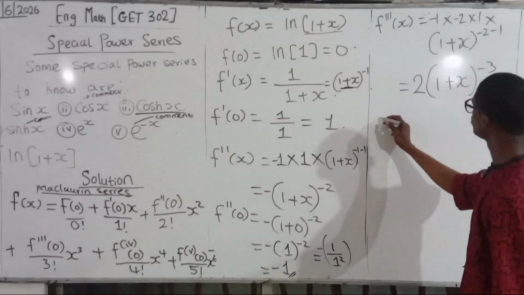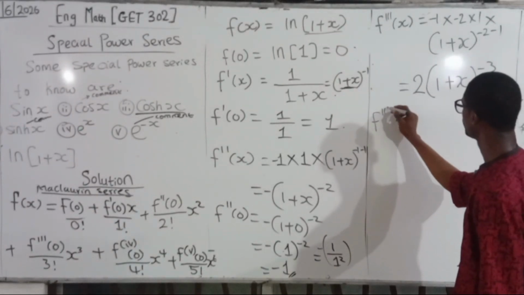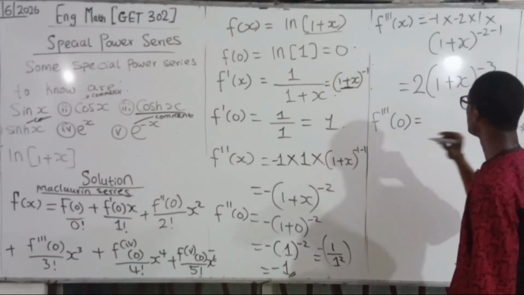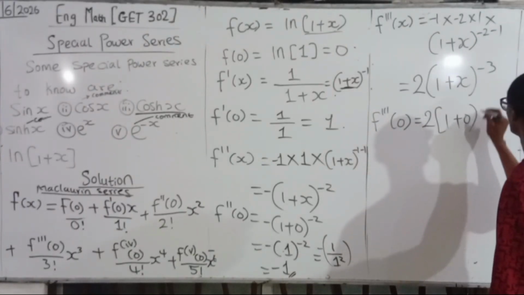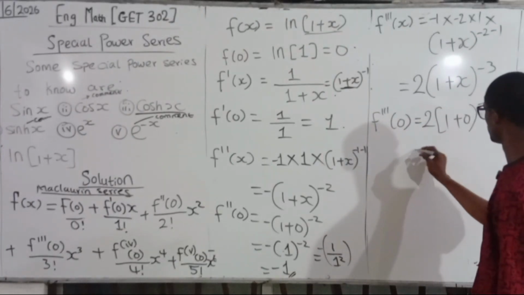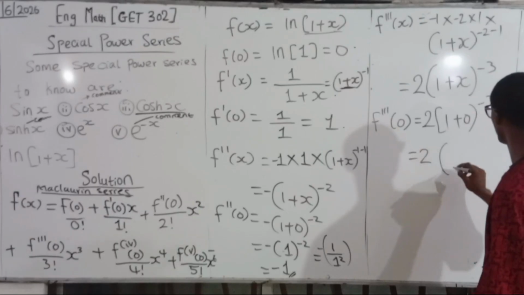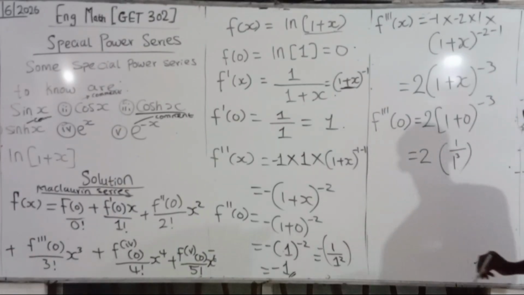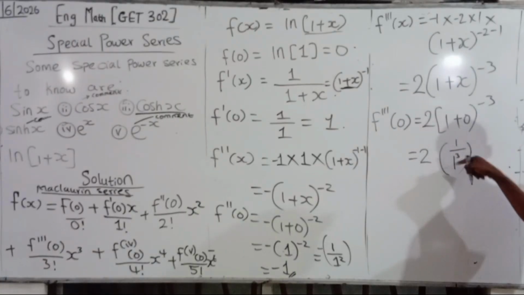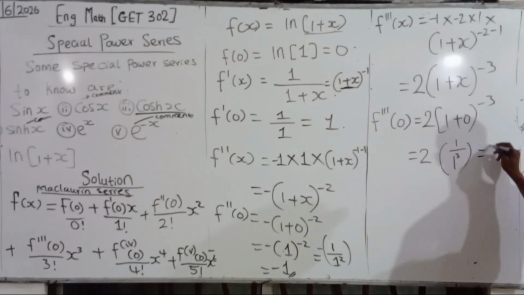Right? So when we substitute 0 into it, we will have 2 times (1 plus 0) to the power of minus 3, which gives you 2 multiplied by 1 all over 1 to the power of 3. Everything here gives you 1, multiplied by this 2, you still get 2.